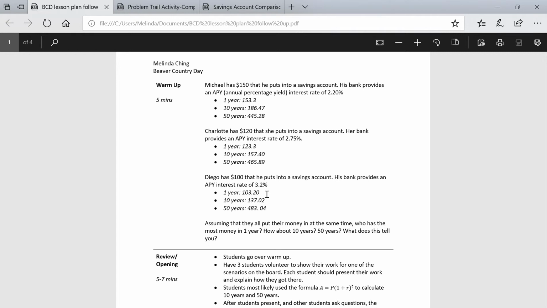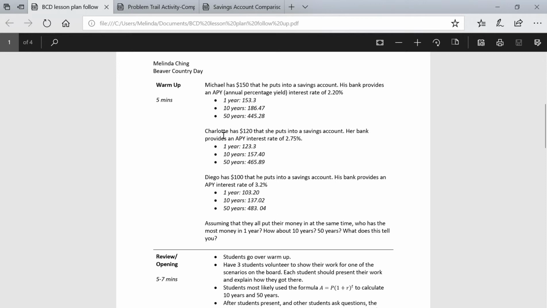Whenever I do examples, I try to use student names just to get the students involved and invested. What you see in italics are actually the answers, so they won't see that. The question I'm going to pose to them is, assuming that they all put their money in at the same time, who has the most money in 1 year? What about 10 years, 50 years, and what does this tell you?